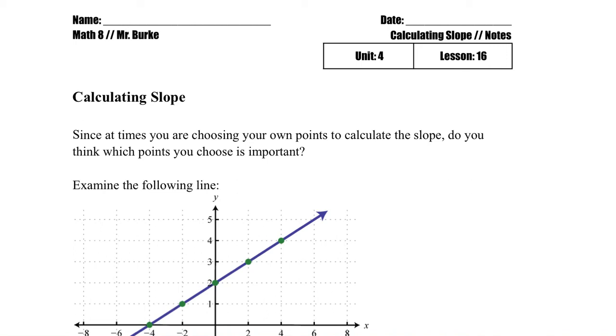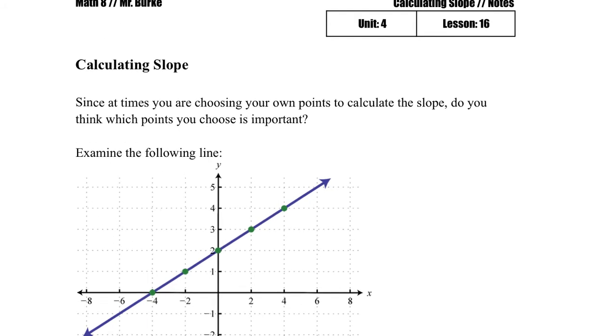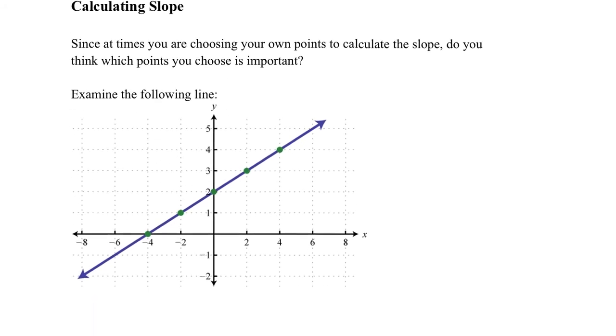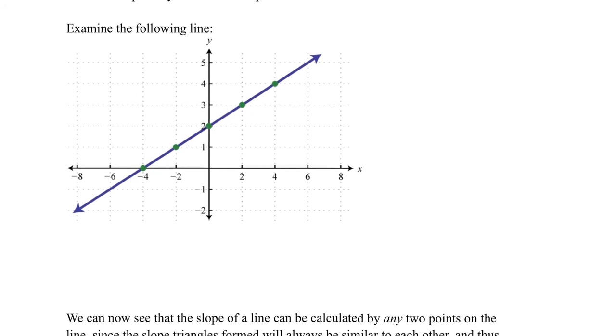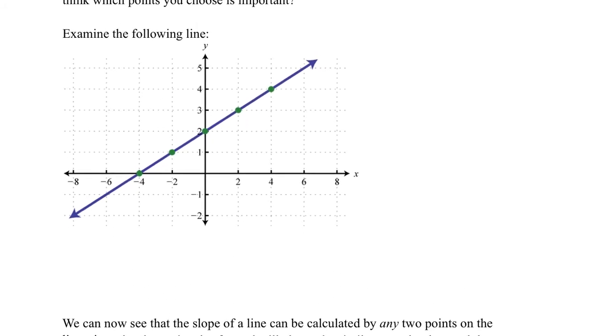All right, so this is Unit 4, Lesson 16. We're going to continue looking closely at slope. In the last lesson, we talked about the general way of calculating slope. I want to pose a question: if I show you this line right here, notice that there are multiple points. Do you think it matters which 2 points you choose?